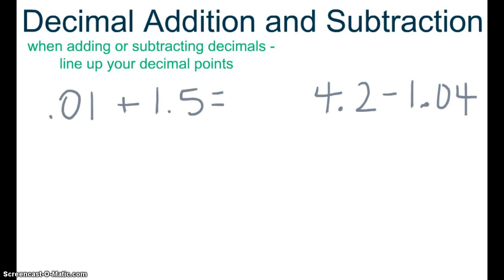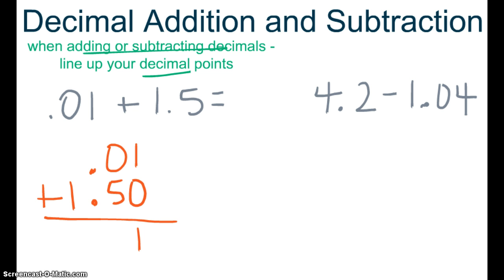Alright, decimal addition and subtraction. Remember, this is review. When adding or subtracting, you do have to line up your decimal points. So I'm going to say 0.01 plus 1.5. I'm going to put my 1.5 here. I'm going to put a 0 here, a placeholder. So then I can just go ahead and add. So I get 1 and 51 hundredths.